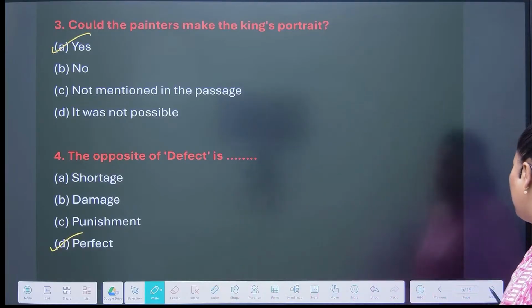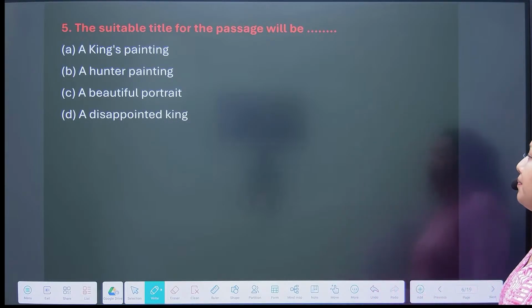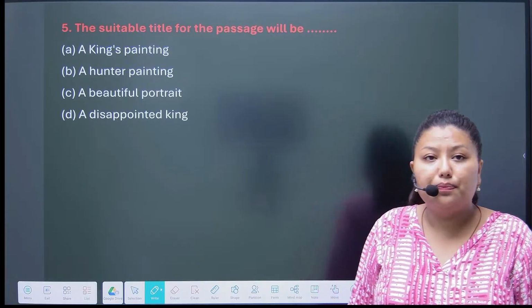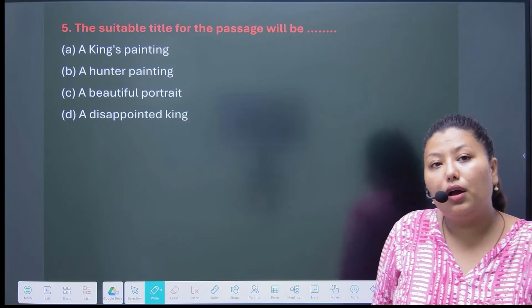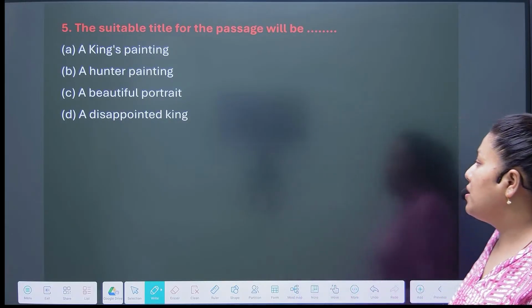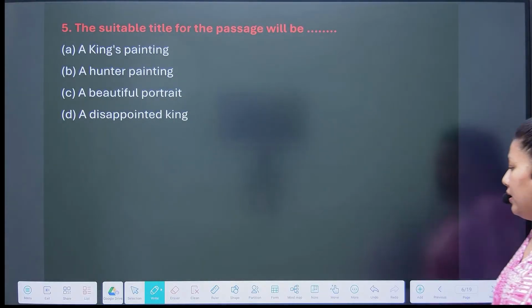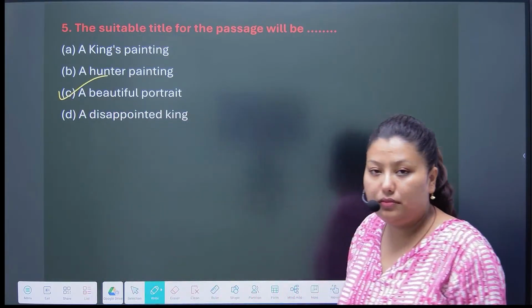Next, last question. The suitable title for the passage will be. So what will be the suitable title for this passage? Options are a king's painting, a hunter's painting, a beautiful portrait, a disappointed king. So what will be the answer of this question? The correct answer is option number C, a beautiful portrait. Okay.